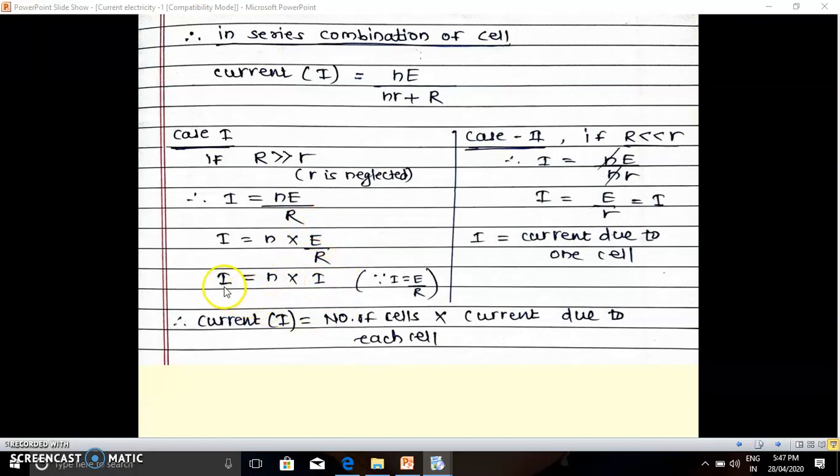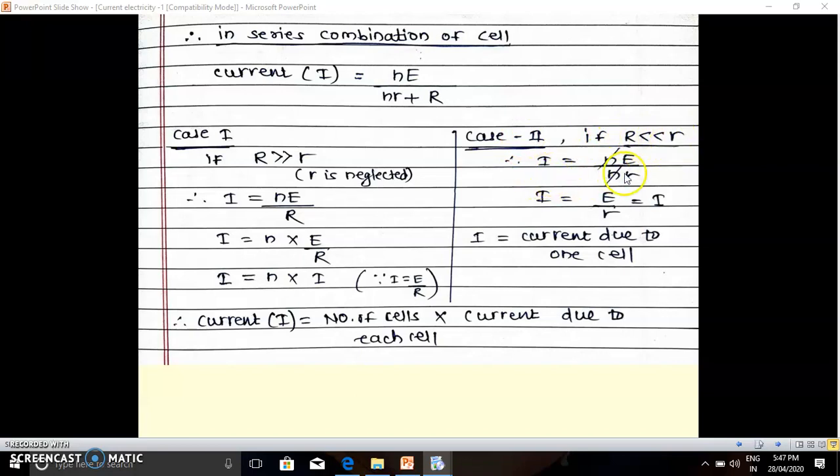So here the equation is: total current in the cell is equal to the number of cells into the current due to each cell. Here we will get maximum current, which means the total current will be an integral multiple of the cell current, that is, the number of cells into current I. Got it?